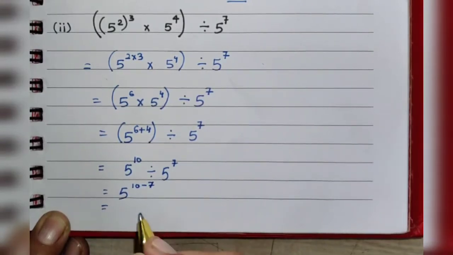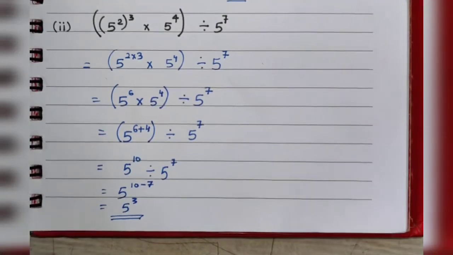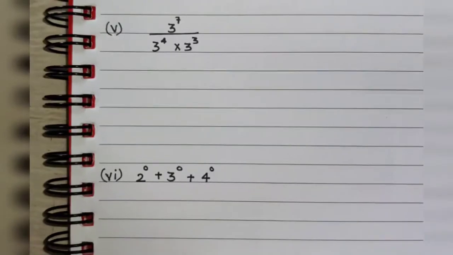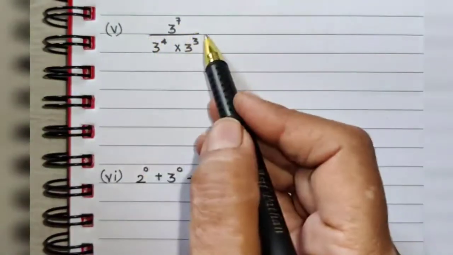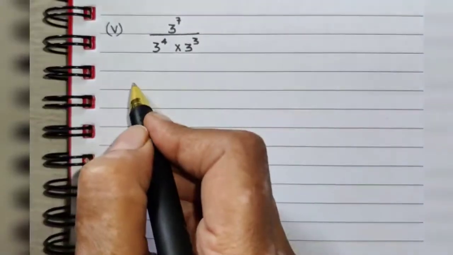So what is the answer? Correct, the answer is 5 to the power 3. So this will be your final answer. Now let us move ahead. Students, the next question is number 5, where 3 to the power 7 is there divided by 3 to the power 4 and this. So let us do it.